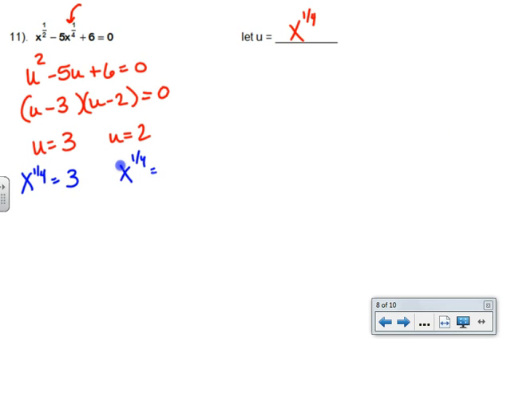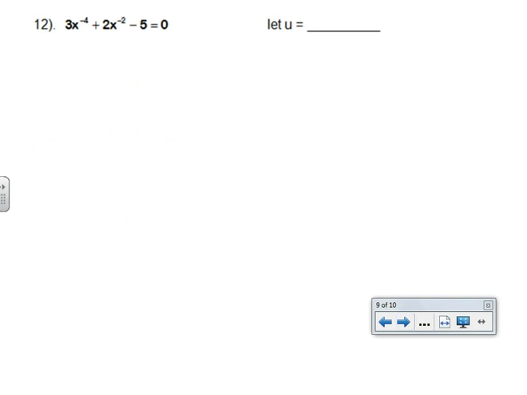So if I raise everybody, I'm just going to cheat and do it this way, to the 4th power. Sorry, it's hard to write. 3 to the 4th power is 81, and 2 to the 4th power is 16. My two answers are 81 and 16.